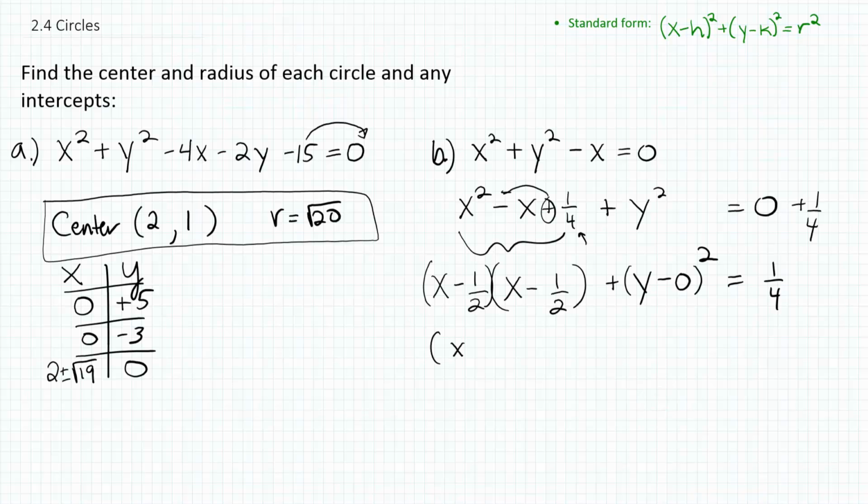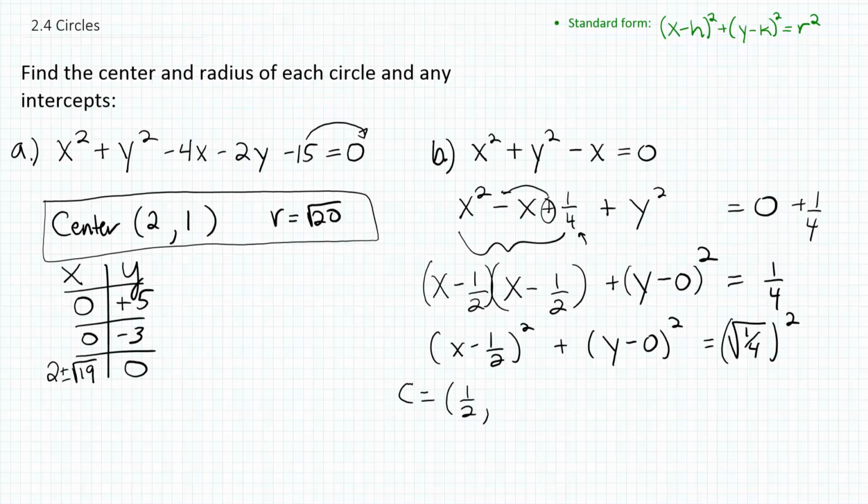We'll end up having x minus 1/2, quantity squared, plus y minus 0, quantity squared, is equal to, I'm going to write this as the square root of 1/4 quantity squared, right? All right, that means the center of this circle is basically 1/2, comma 0, right? And the radius is equal to the square root of 1/4. But that's the same as the square root of 1 over the square root of 4, or in other words, just 1/2. So r is 1/2 and the center is 1/2, comma 0.